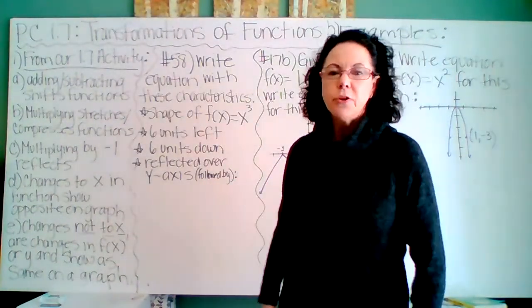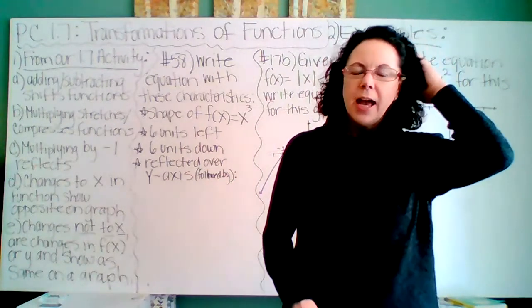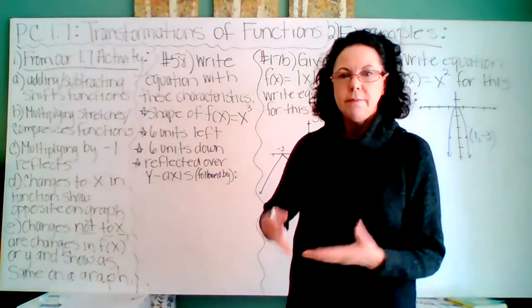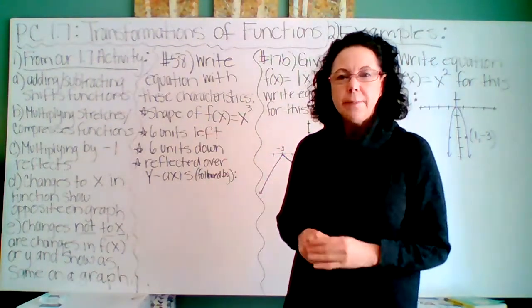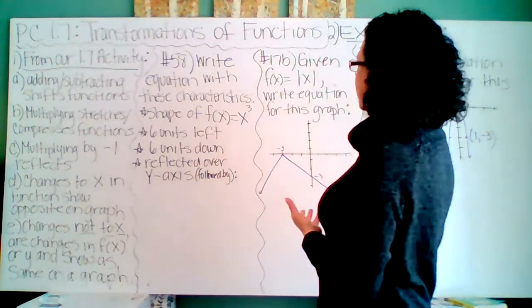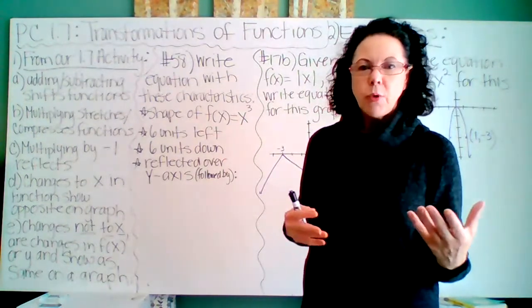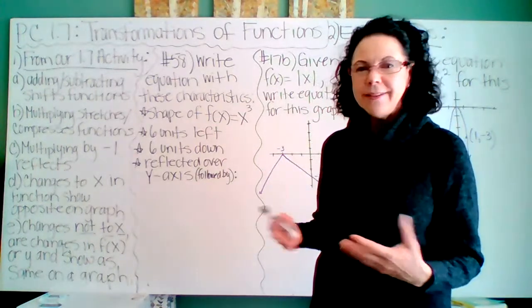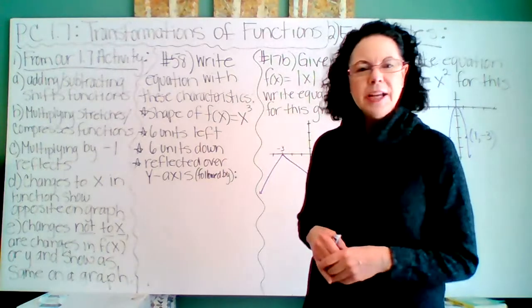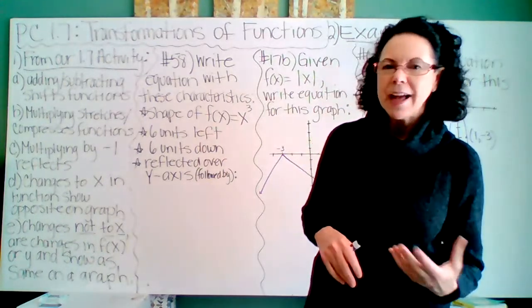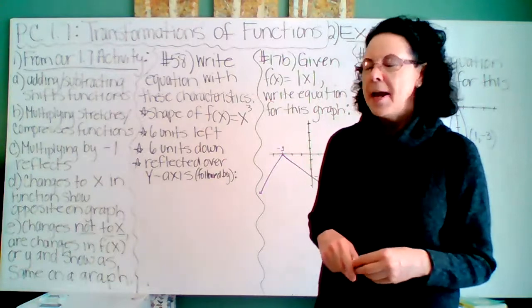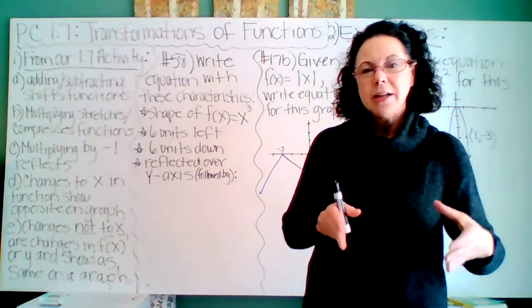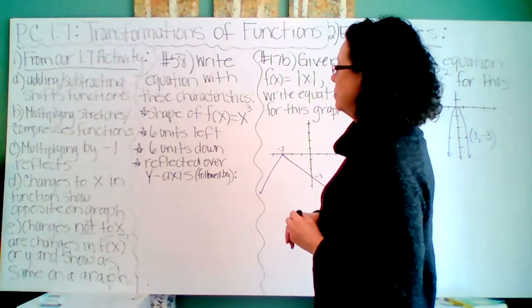Doing this section after 1.6 on parent functions makes so much sense because parent functions, the basics, we had a little library of 8 parent functions. Now, if we transform them in some way, they still have the same shape, but they look different. They have some added features of being moved, being reflected, being stretched or compressed. And those would be called children functions. So it makes sense to study parent functions and then transformations of them next.